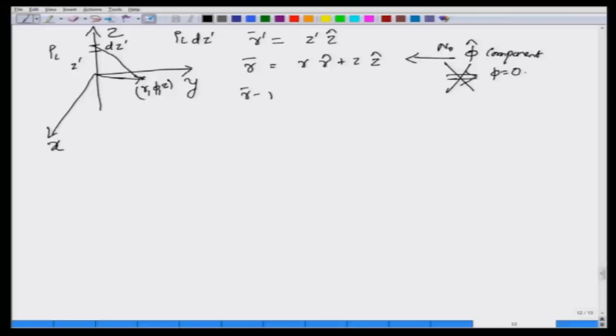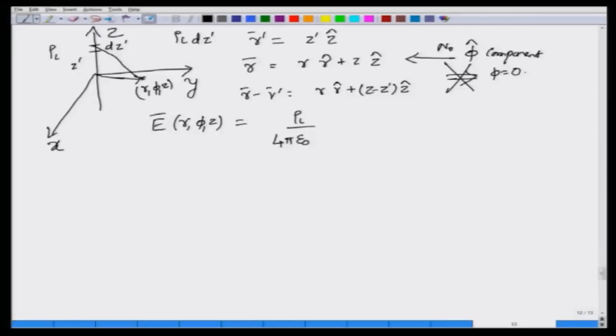The vector is r minus r prime, which is r hat plus z minus z prime along z. Now, we use the expression for electric field and integrate in the appropriate dimensions. I am looking at the electric field at a particular point r phi z in the plane. This will be equal to rho L by 4 pi epsilon 0.